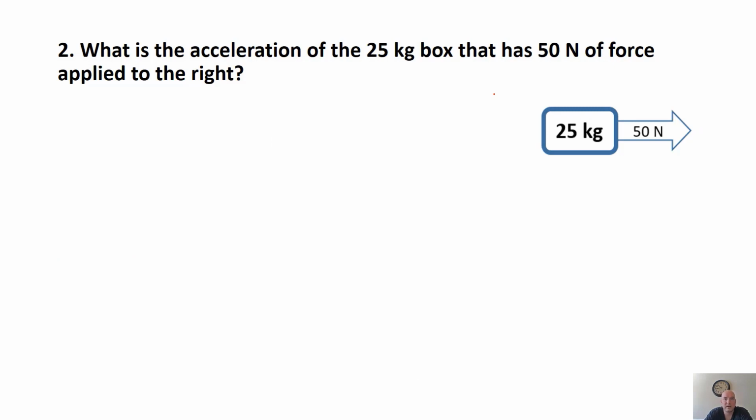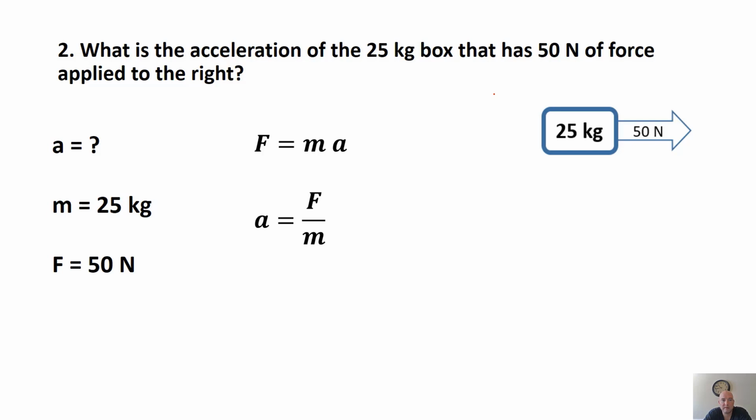Okay, here's the next problem. Same sort of deal. We're asked for acceleration. We're given a mass of 25 kilograms. We have a force of 50 newtons to the right. So we're going to do the same equation, same rearranging. And when you plug in the 50 over 25, you're going to get 2.0 meters per second squared to the right.